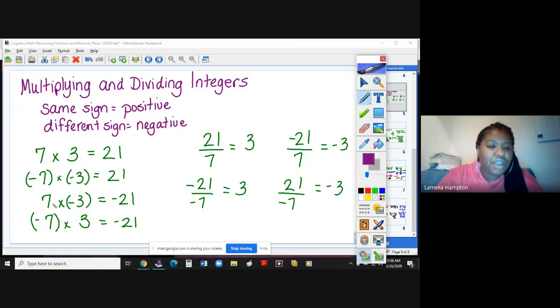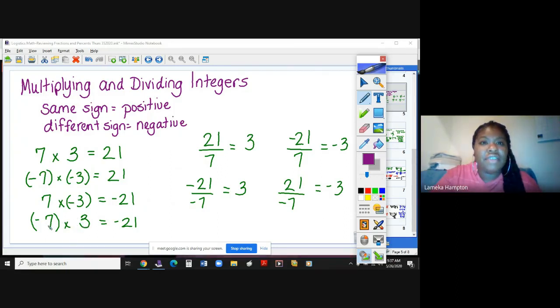So if you have different signs, you will have a negative answer. So for example, I have a positive 7 multiplied by a negative 3. Positive times a negative gives me a negative. So this is a negative 21. I have a negative 7, and that's the reason why I also put my numbers in parentheses. Anytime you're working with negative numbers, put them in parentheses if you can, because that way it's going to help you with deciphering what operation to use.